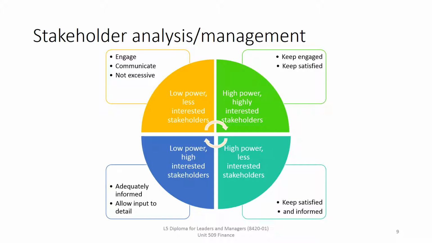Where we've got low power, high interest stakeholders, probably more interested in getting the project or the work done, they'll need to be adequately informed so they can input detail about those things and assist in calculations, but realistically they're not going to be that interested in the budget factor, and it's more going to be about total quality and the outcome for them. And then where we've got low power, less interested stakeholders, we just need to keep them engaged and communicate, but not excessively, because they're going to get bogged down by it.